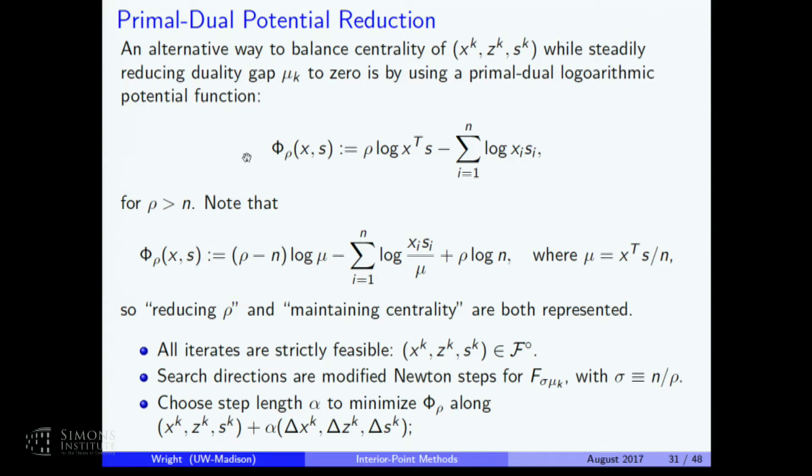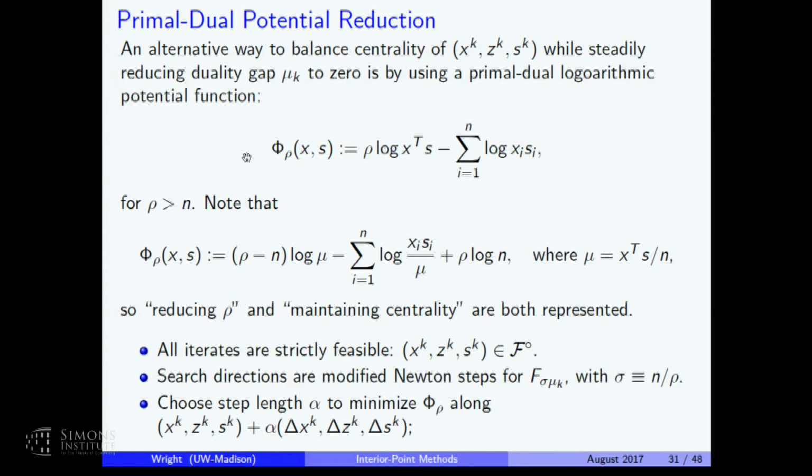You can define this function phi of rho, which is dependent on xi-si products again, and it involves logs, and it involves this parameter rho. You can define it like this: log of x transpose s minus the sum of the logs of the individual pairwise products, xi-si, where rho is something greater than n. Now, by messing around with this a little bit, by adding and subtracting n times log mu to the first term and the second term, actually subtracting it from both terms, you can rewrite that expression like this.